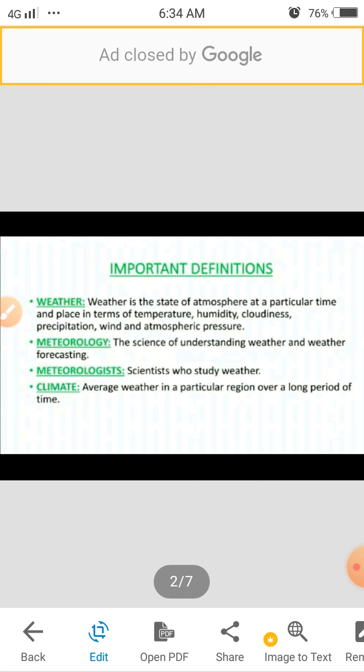The next term is meteorology. What is meteorology? The science of understanding weather and weather forecasting is known as meteorology. In other words, it is the branch of science that deals with the study of the weather, meaning the change in different elements of weather like temperature, wind, atmospheric pressure, etc. This branch is known as meteorology. And the next term is meteorologist. What is a meteorologist? These are the scientists who study weather.